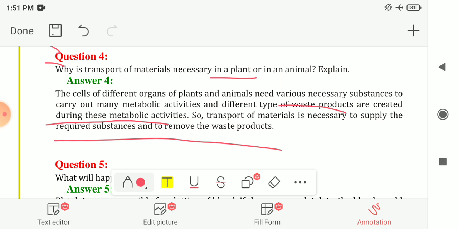So transport of these materials is necessary to supply the required substances and to remove the waste products. So that's why transportation in animals and plants is necessary, to supply the useful substances which are necessary for our body, and to remove the waste substances or waste products which are harmful for our body. So that's why transportation in the body of animals and plants is required.